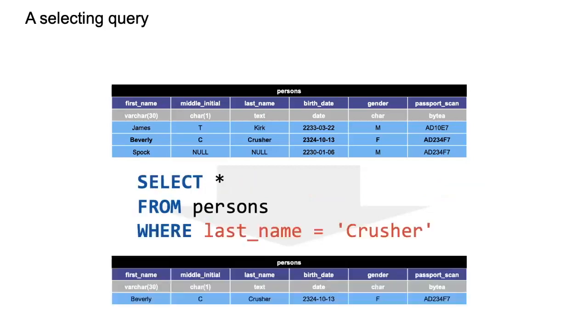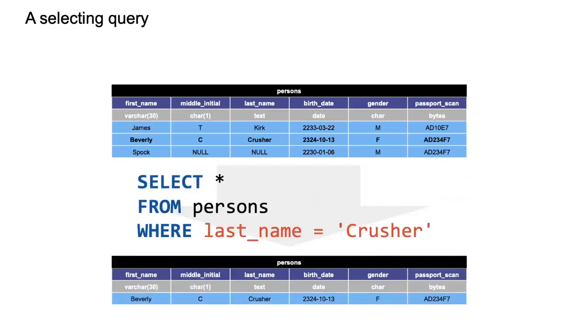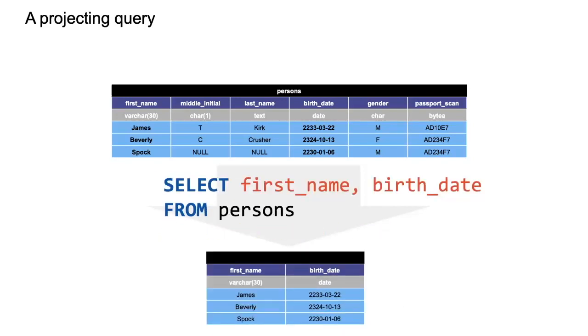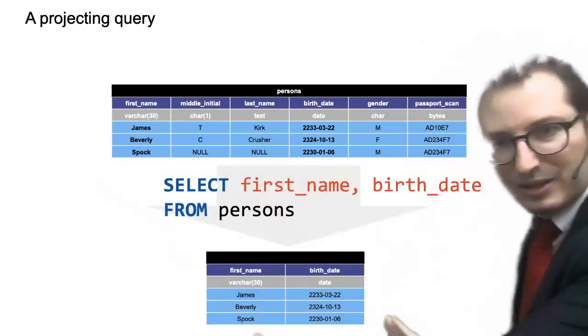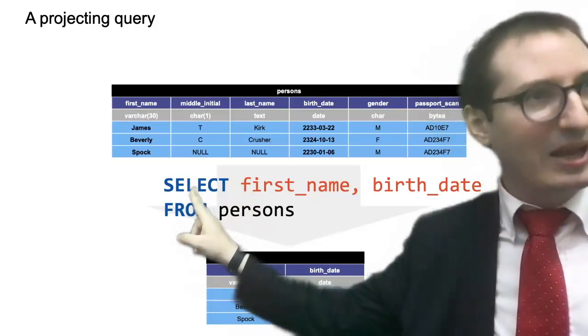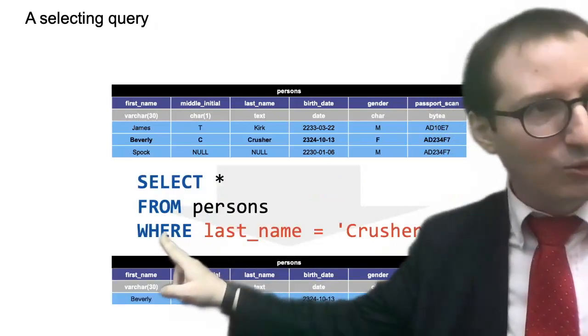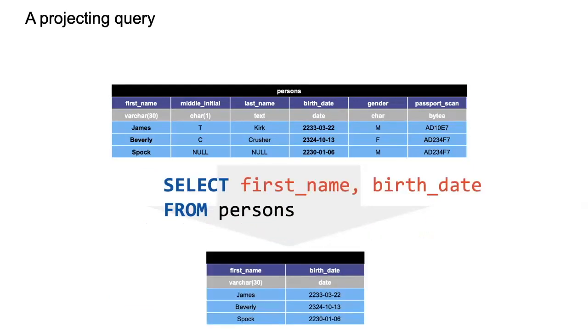Projecting query: instead of the star, I'm putting the columns I want, first name, birth date. I don't even put a where clause in there. I'm keeping all the rows. And that means that I'm just keeping this one and this one. That's what I get, right? Just a projection. Be careful, because I have no idea why that is, but the projection happens in the select clause and the selection happens in the where clause. So I don't know why, but this is how it is. All right.